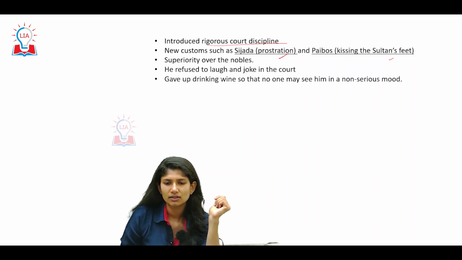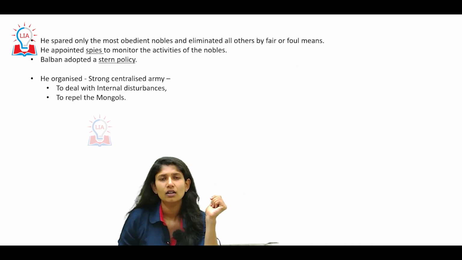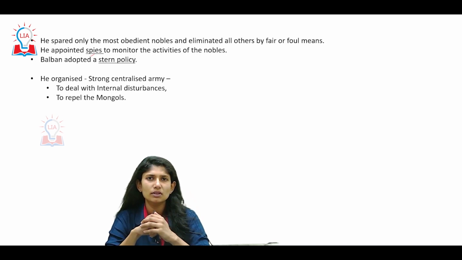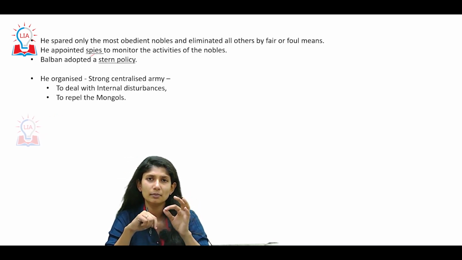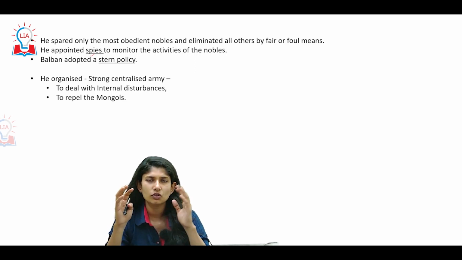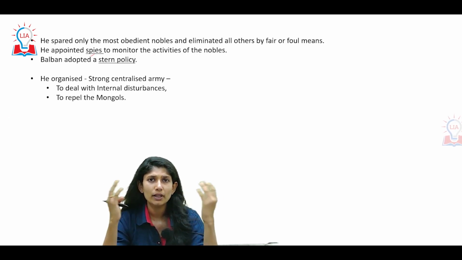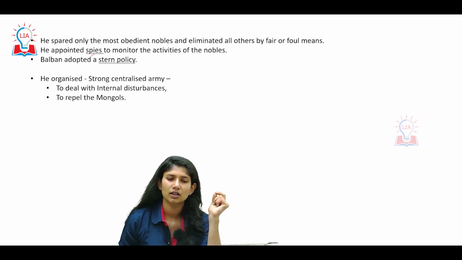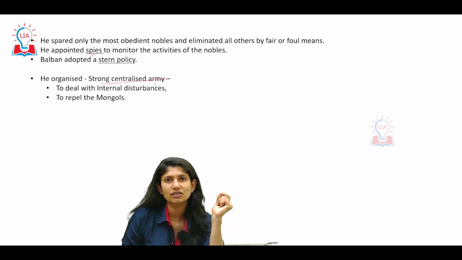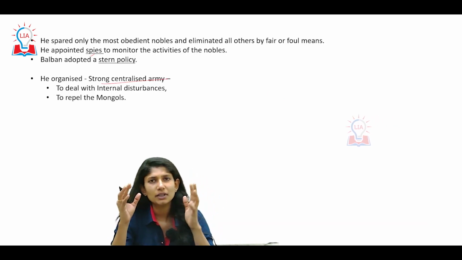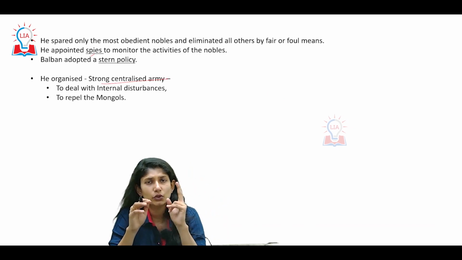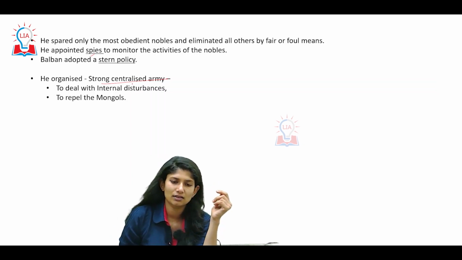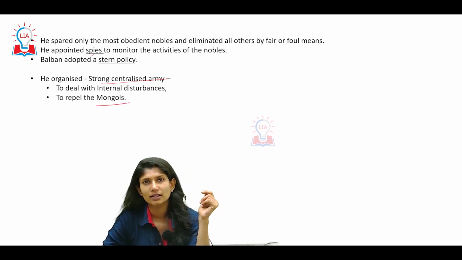Look at this. He appointed spies. Balban appointed spies in almost every department, within the administration and outside the administration also, just to be well aware of the facts that were going on in the administration. He had a very stern policy. He also organized a strong centralized army, which he stratified and standardized for two main purposes: one, to deal with internal disturbances, and the other, to deal with external disturbances, that is, the Mongol invasion.